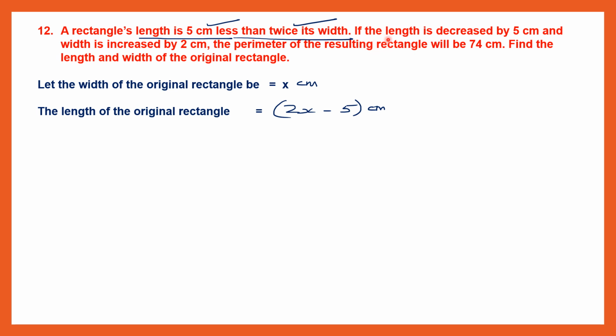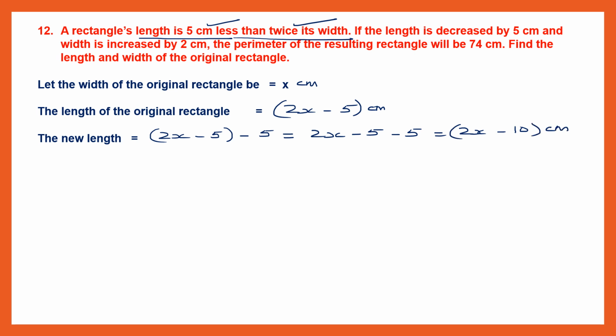Now let's continue. If the length is decreased by 5 centimeters, that means we're going to get a new rectangle whose length is decreased by 5 centimeters. So the new length is the original length minus 5 centimeters. The original length is 2x minus 5, and this length minus 5 centimeters is the new length. Let's work this out: 2x minus 5 minus 5 is 2x minus 10. So this is the new length, 2x minus 10 centimeters.